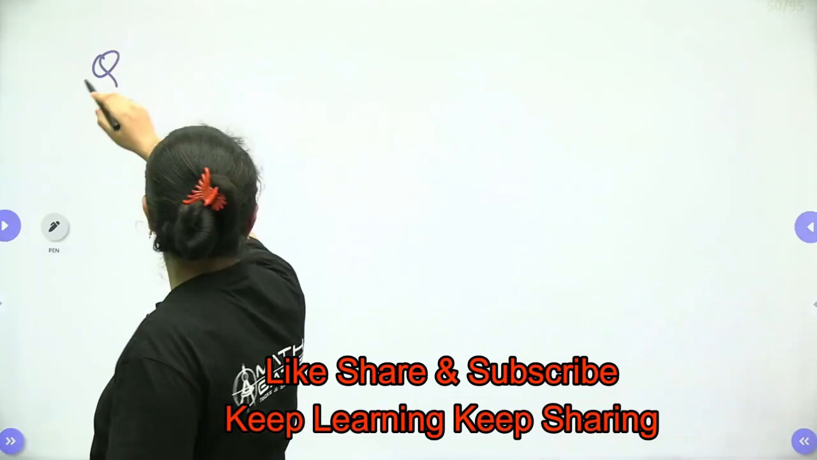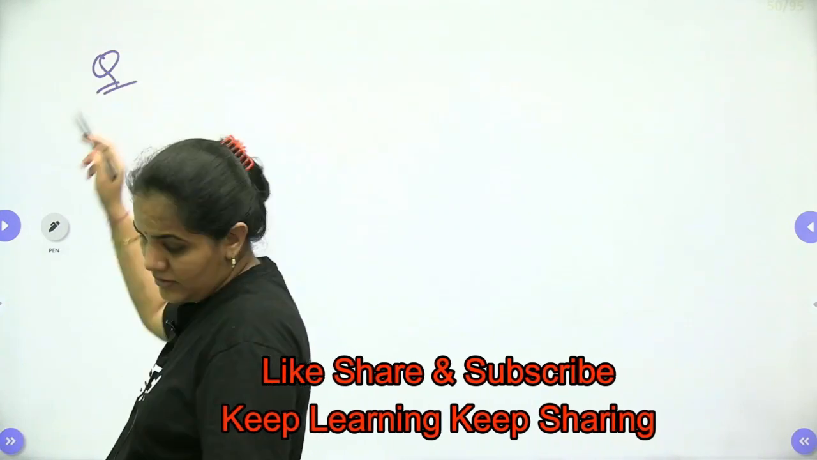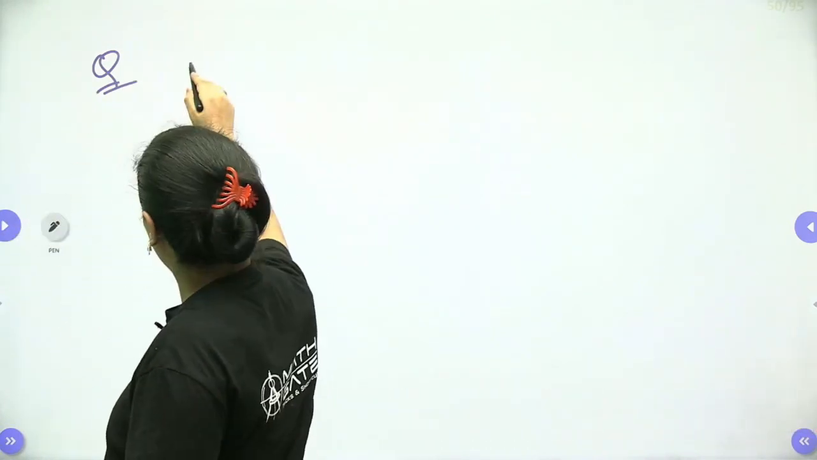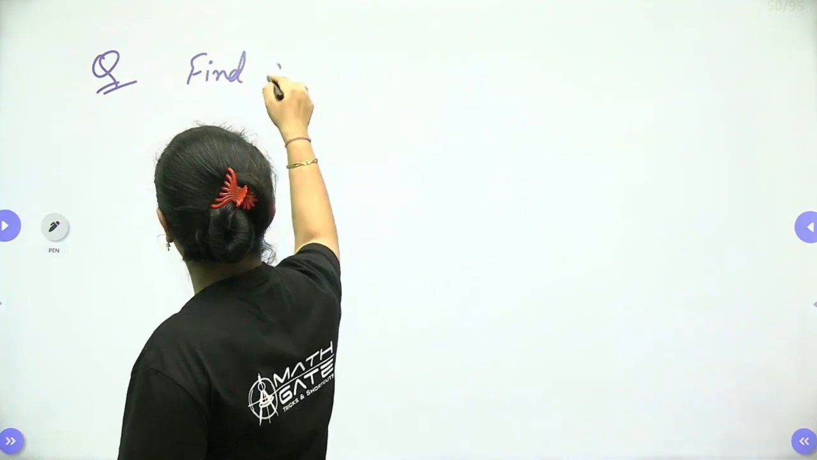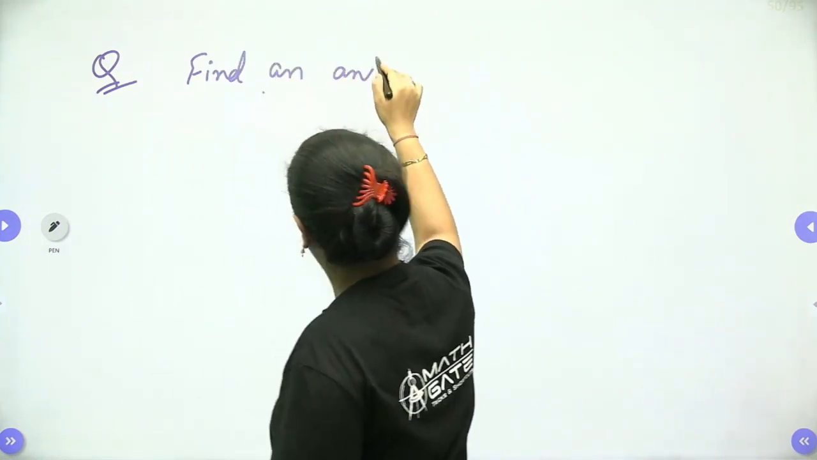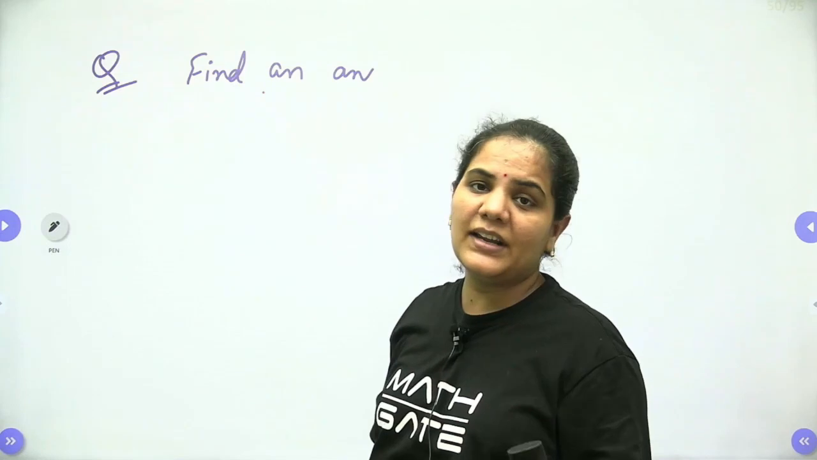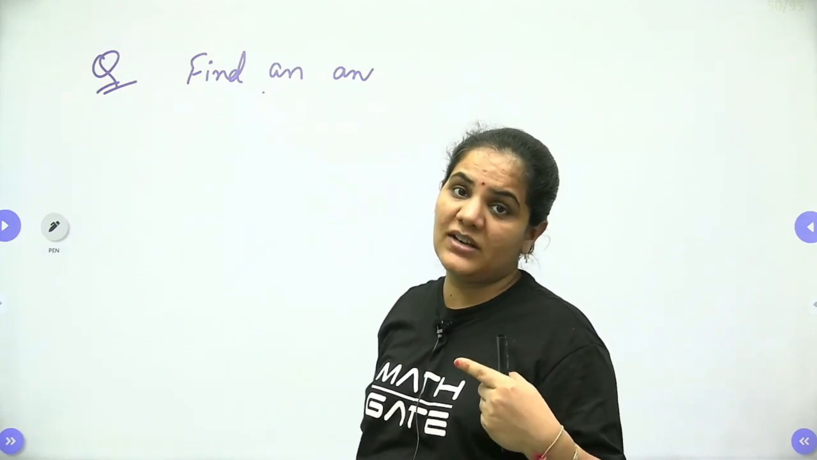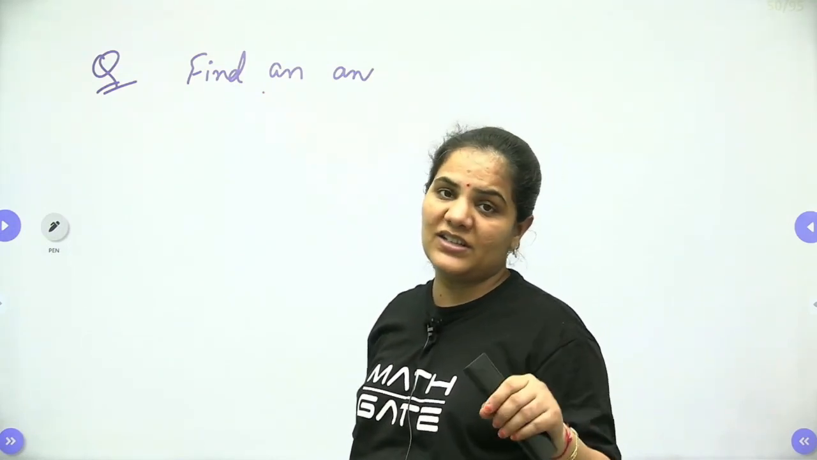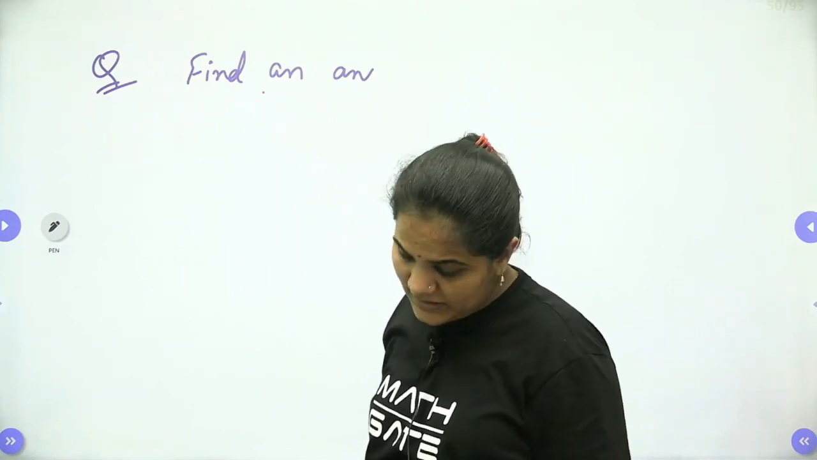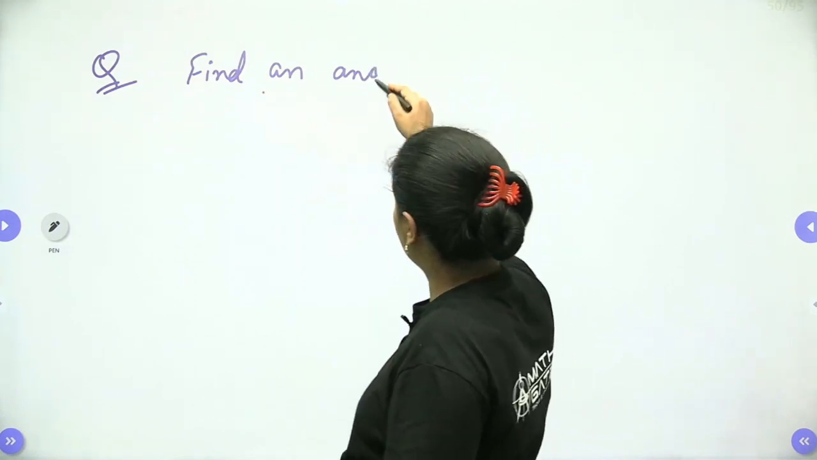Let's have a discussion on one example which we have. Find an analytic function. It's already given that the function is analytic, and it's always analytic because we are using the Cauchy-Riemann equations. It means whatever function we are constructing should be analytic, right? So find an analytic function.